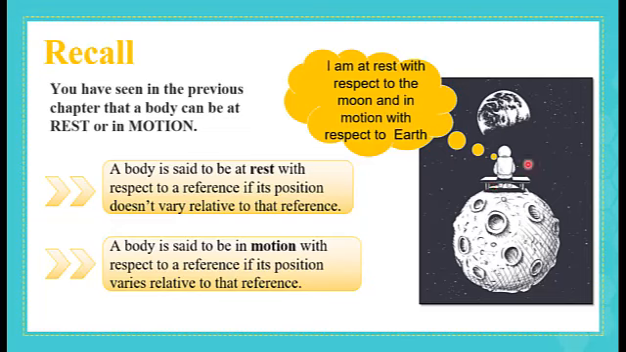Observe this astronaut. This astronaut is said to be at rest with respect to a reference, which is the moon. Why? Because its position doesn't vary relative to the reference. And it's said to be in motion with respect to a reference, which is the Earth. Why? Because its position varies relative to that reference.